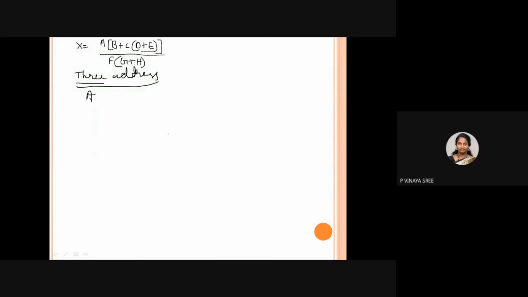Add, we need to get three. Whenever you are trying to write an instruction for three address simplification, you should think about getting three addresses. So one is R1.